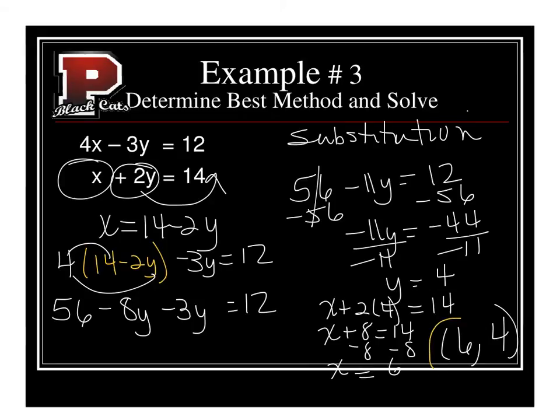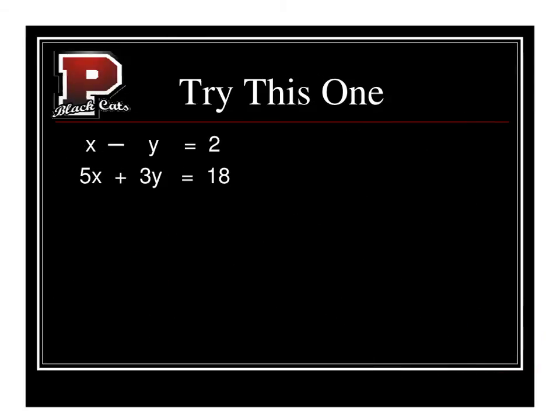Alright, so here's what I got. I got a value of 6 for x and 4 for y, so 6 comma 4 is my answer. Really, if you'd used elimination, you could have also solved this, and you would have got the same solution. Alright, let's go on and try another example.